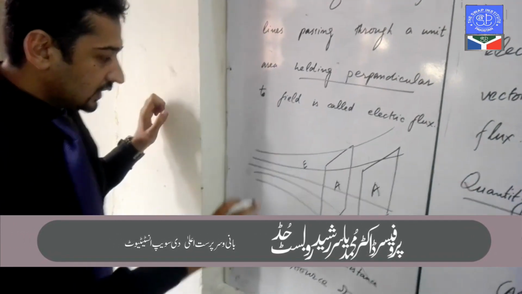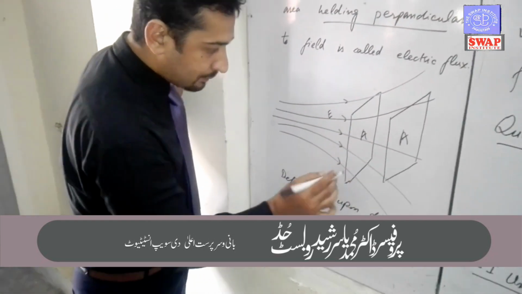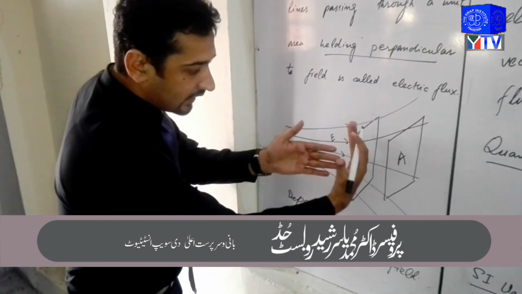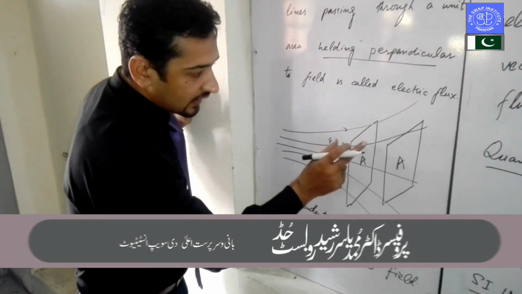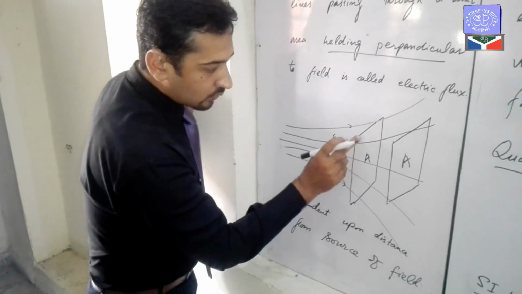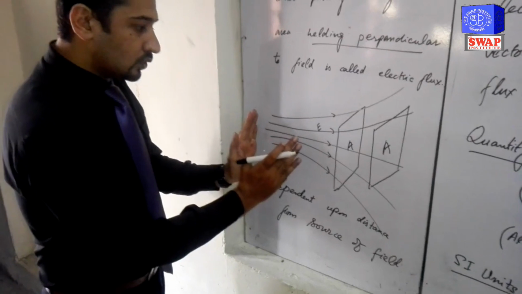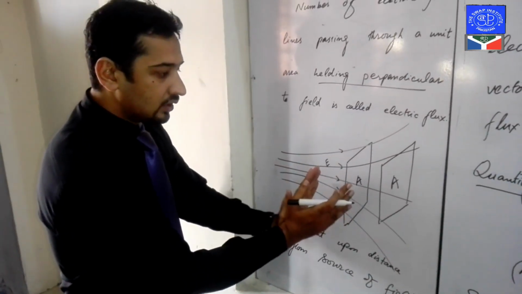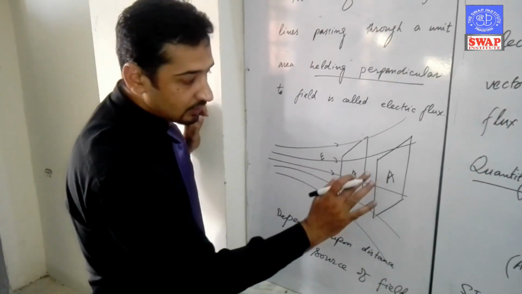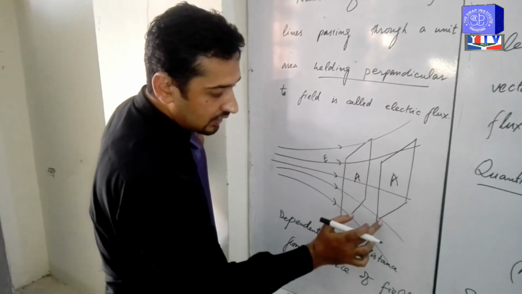For example, these are the electric field lines passing through the unit area held perpendicular to the electric field lines. Then the number of field lines passing through that area is 1, 2, 3, 4, 5 here. So if we move that unit area away from the source, the electric field lines passing through that unit area will decrease. For example, this one, 1, 2 and 3.